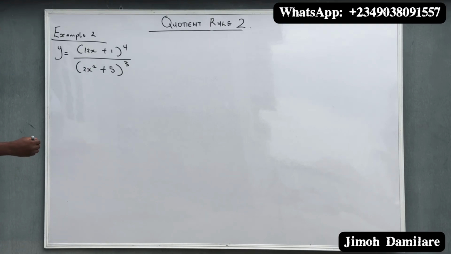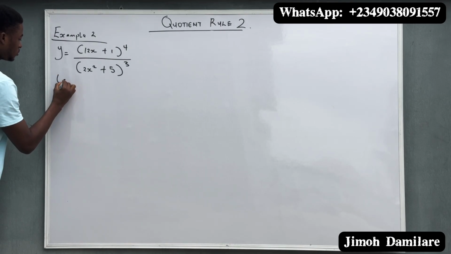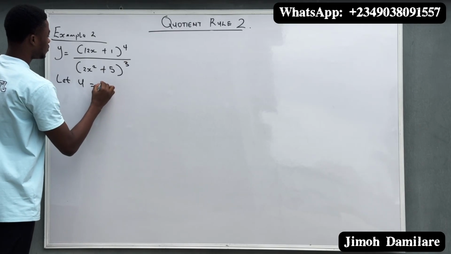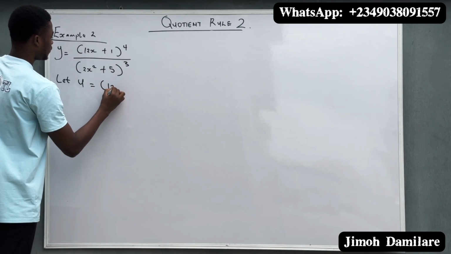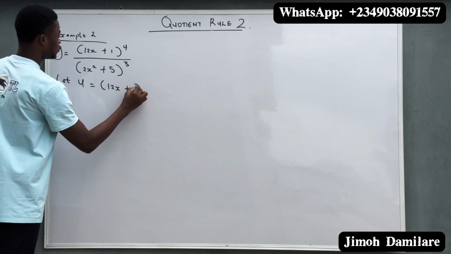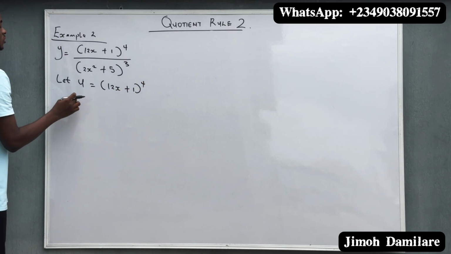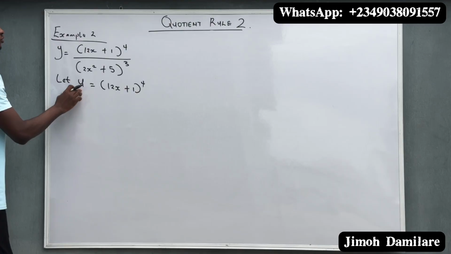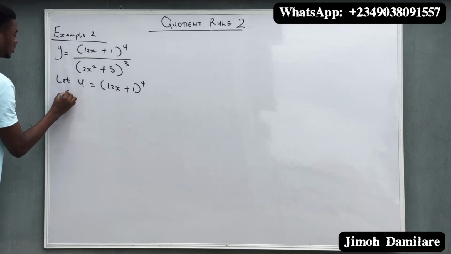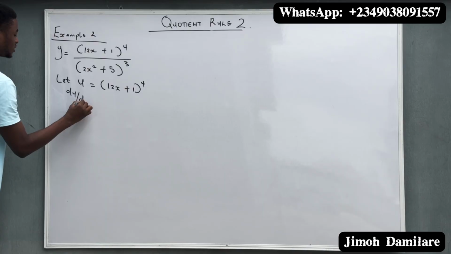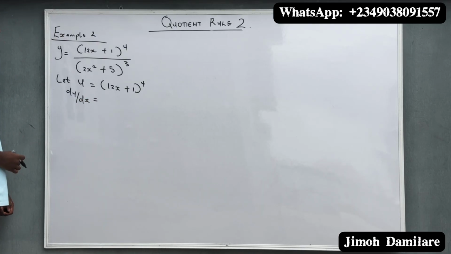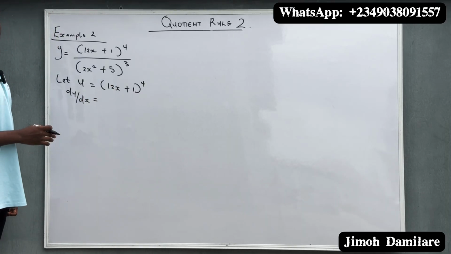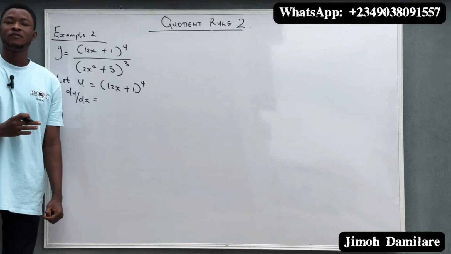So in doing this, we say let our u be equal to (12x + 1) raised to power 4. So we are going to get the u with respect to what? To x. So differentiation of u with respect to x, which is given as what? du over dx to be equal to. So in order to differentiate this, we are going to use what? The chain rule shortcut method of differentiation.